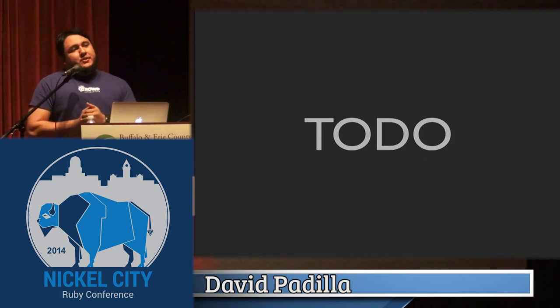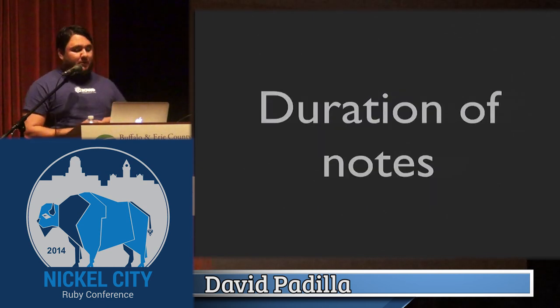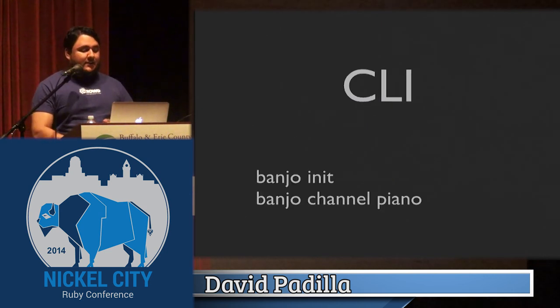The purpose of this talk is to invite you to collaborate on Banjo, and here's a little to-do list of things that I want to do with it. One of them is to test whether it works on Linux. To be honest, I don't know. But since the UniMIDI gem claims to do so, I'm pretty sure that Banjo works on Linux. It would be nice if someone could corroborate that. The other thing is I want to change the duration of notes, because right now it's in seconds, but sheet music tells you it should be in fractions of the period. So I want to change that.